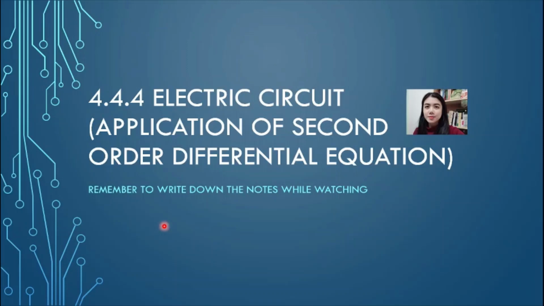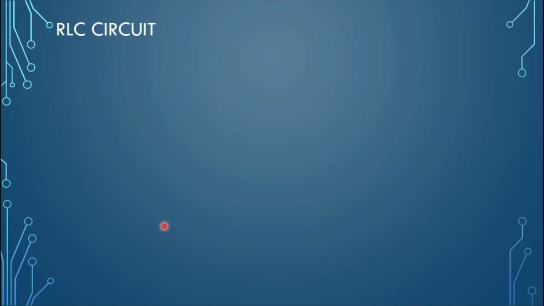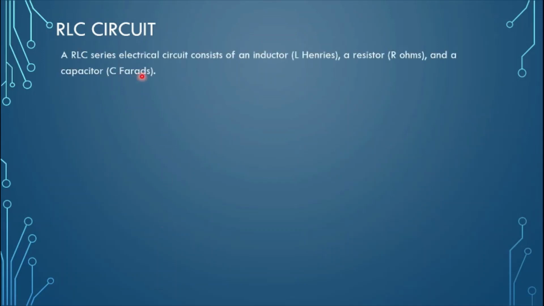Now we come to the chapter of electric circuits, the applications of second order differential equations. And we're going to learn the RLC circuits. Okay, so what is the RLC circuit? An RLC circuit is an electric circuit that consists of an inductor, a resistor, and a capacitor.